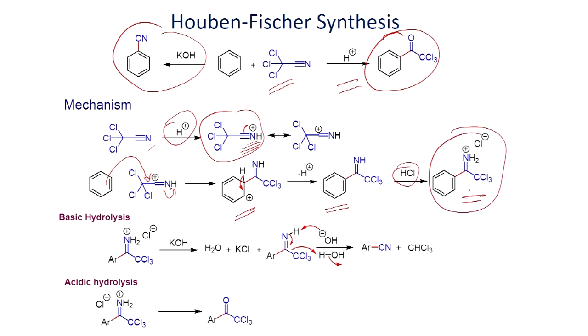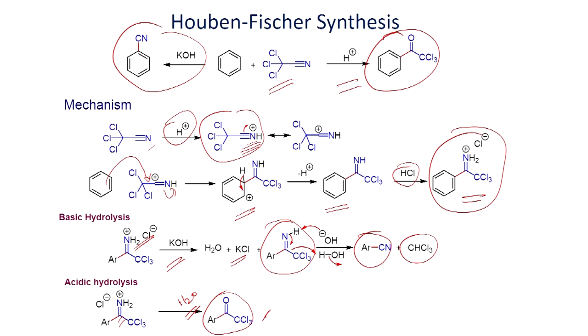Now, the imine salt depends upon the reaction conditions. If you have base, the base can remove the HCl, and you will be able to have this imine intermediate, which can further react with the hydroxide under these conditions, then you can get the nitrile as the product as shown here. On the other hand, if you use acid hydrolysis, as we have seen earlier, you can convert this imine into carbonyl group. Therefore, you can make this trichloroacetophenone as the product.